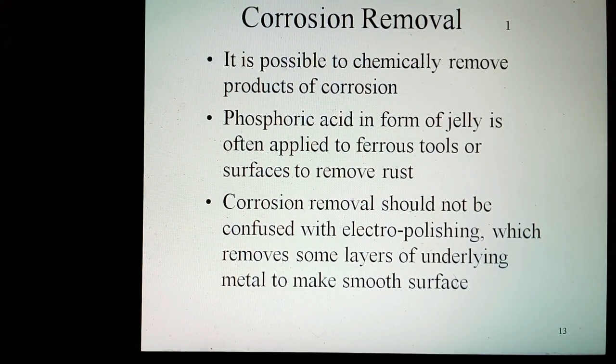Corrosion removal. Often it is possible to chemically remove the products of corrosion. For example, phosphoric acid in the form of jelly is often applied to ferrous tools or surfaces to remove rust. Corrosion removal should not be confused with electropolishing, which removes some layers of the underlying metal to make a smooth surface.